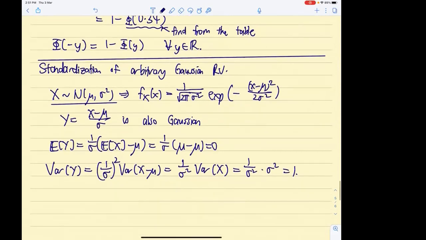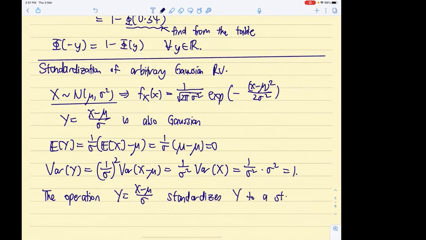So the operation from x to y via this formula standardizes, maybe standardizes is better, y to a standard Gaussian random variable with mean 0 and variance 1. Okay, so it standardizes, that's nice. What's the point of standardization? The point of standardization is that you can use the table, all right?